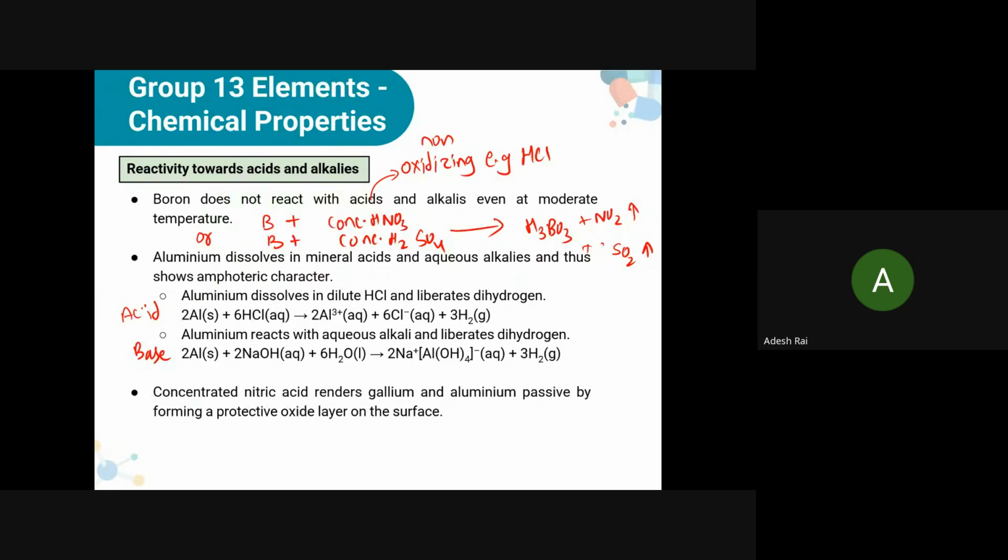When aluminium and gallium are treated with concentrated nitric acid, what happens? They render a passive, protective oxide layer on the surface. So you have to remember that if you treat aluminum or gallium with concentrated HNO3, they will render a passive protective oxide film on their surface. Understood?